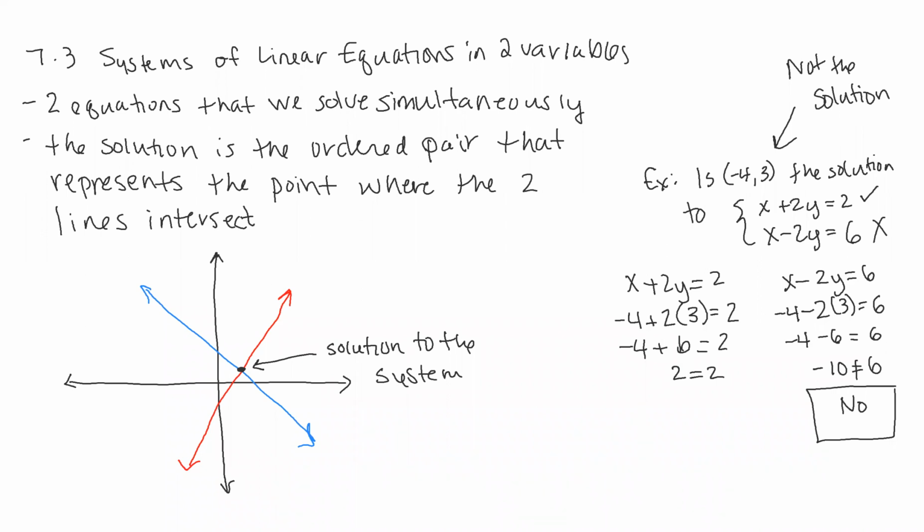We then looked at how to look at an ordered pair and see if it's the solution to a system. You take the ordered pair, you plug the x and the y coordinate into both equations. If the ordered pair satisfies both equations, that means you get a true statement when you plug those coordinates in. Then you have the solution. If the ordered pair doesn't satisfy both equations, you would say that ordered pair is not the solution.